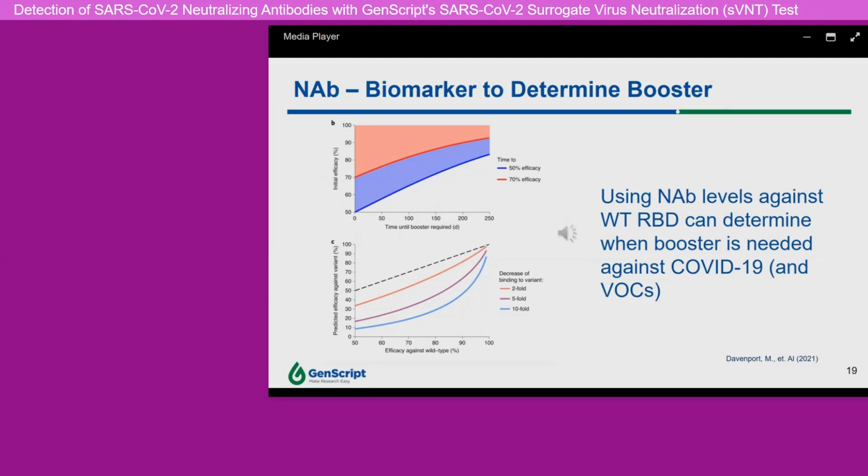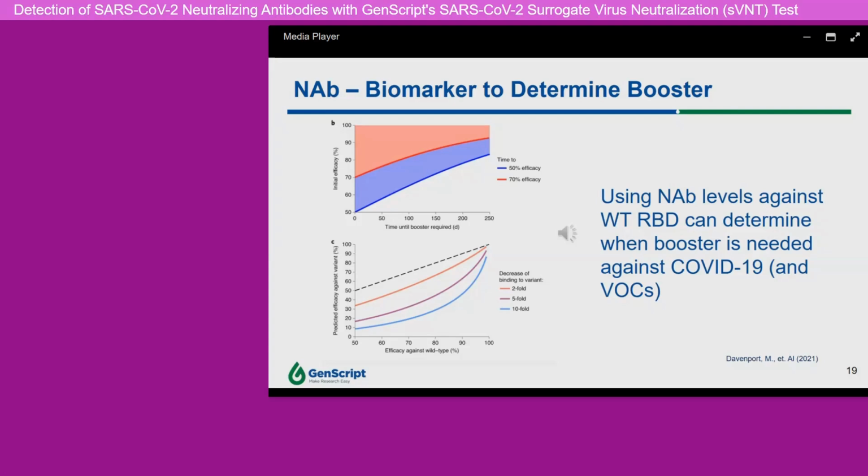Now, building off neutralizing antibody titers for vaccine efficacy and correlates for risk and protection, another study here by Miles Davenport's group additionally adds support to neutralizing antibodies as a biomarker, and that this could be used to determine when boosters could be taken. In the study, they generated a model based on neutralizing antibody levels in order to predict what this timeline would look like.